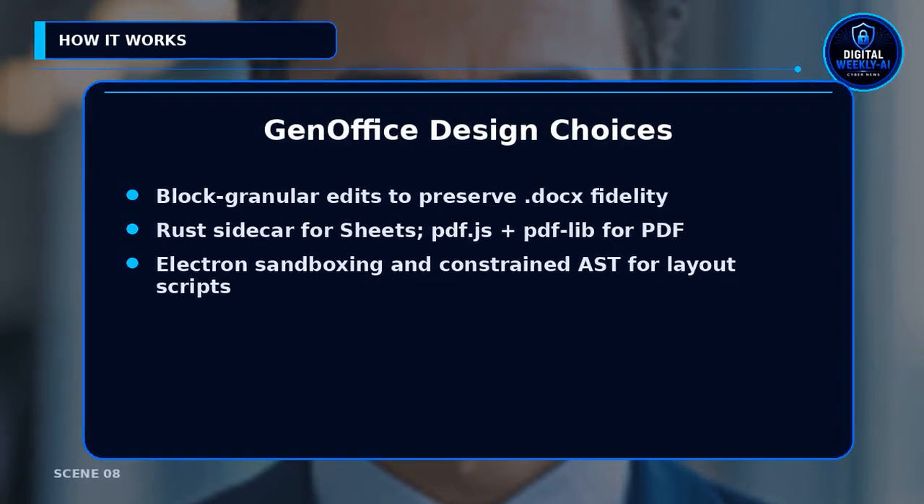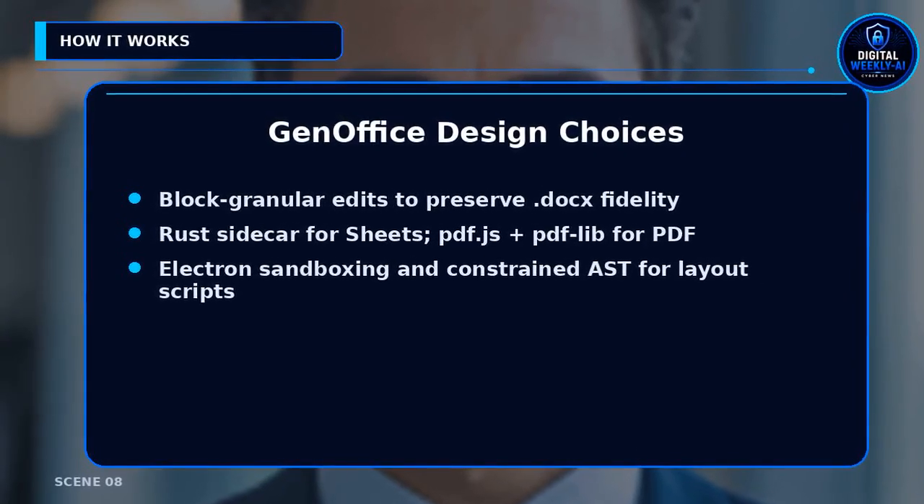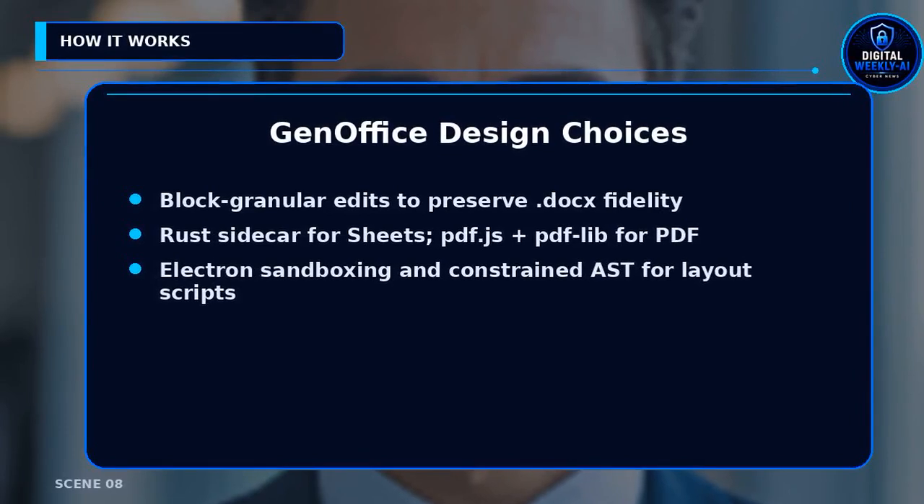GenOffice focuses on file fidelity and sandboxing. docx files are parsed into a block tree, and only dirty blocks are written back. Untouched zip entries stay verbatim. Sheets uses a Rust sidecar with Calamine and IronCalc for XLSX handling. Slides and PDF use in-house parsers and PDF.js and PDF-lib. Security defaults include context isolation true, node integration false, and sandbox true, plus IPC schema checks and constrained AST interpretation for layout scripts. These choices and trade-offs are documented in the repository.